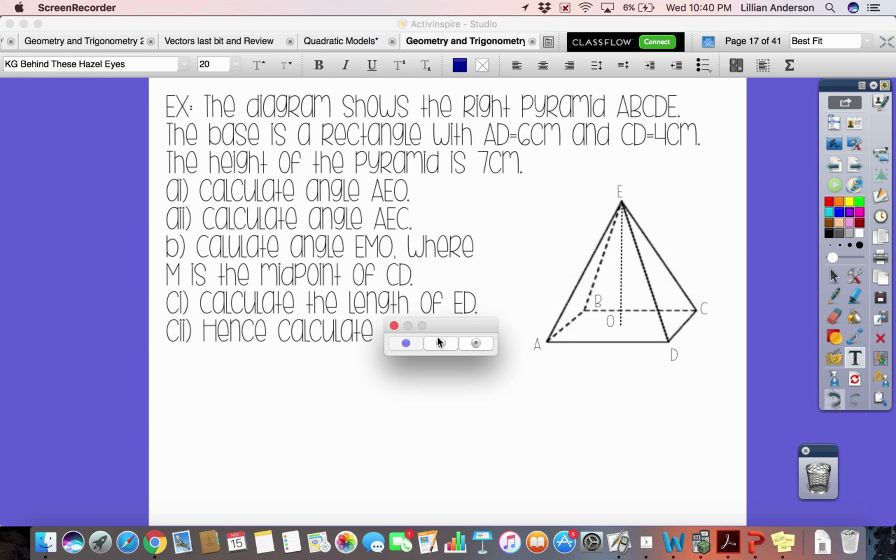So in this one, you have the diagram shows the right pyramid A, B, C, D, E. The base is a rectangle and gives you the measurements. If the height of the pyramid is 7, then you know that that's what segment EO represents. So we have to calculate the angle of AEO.